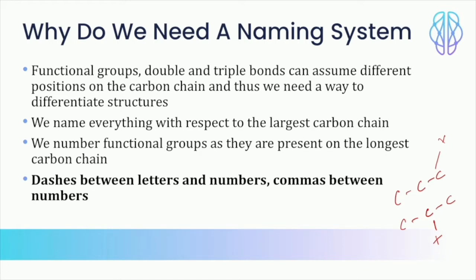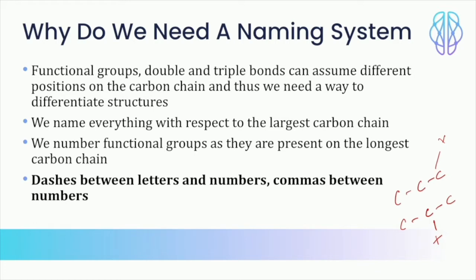Another couple of points that you need to know. So we name everything with respect to the longest carbon chain, and that's a theme that's going to be carried out throughout the whole video. So finding the longest carbon chain first. Next, we number the functional groups as they're present on the largest carbon chain. So again, you find the longest carbon chain, you look at the functional groups that are attached to that longest carbon chain, you number them accordingly.